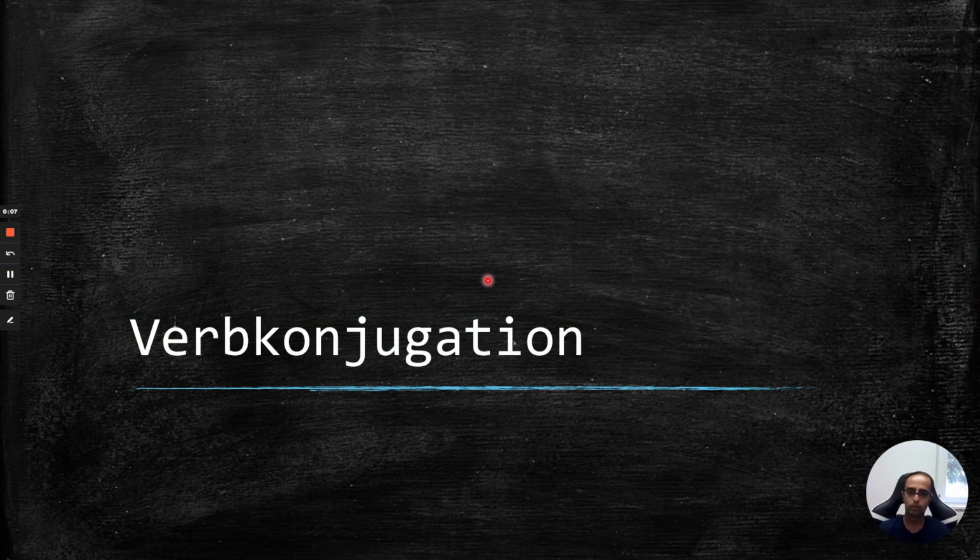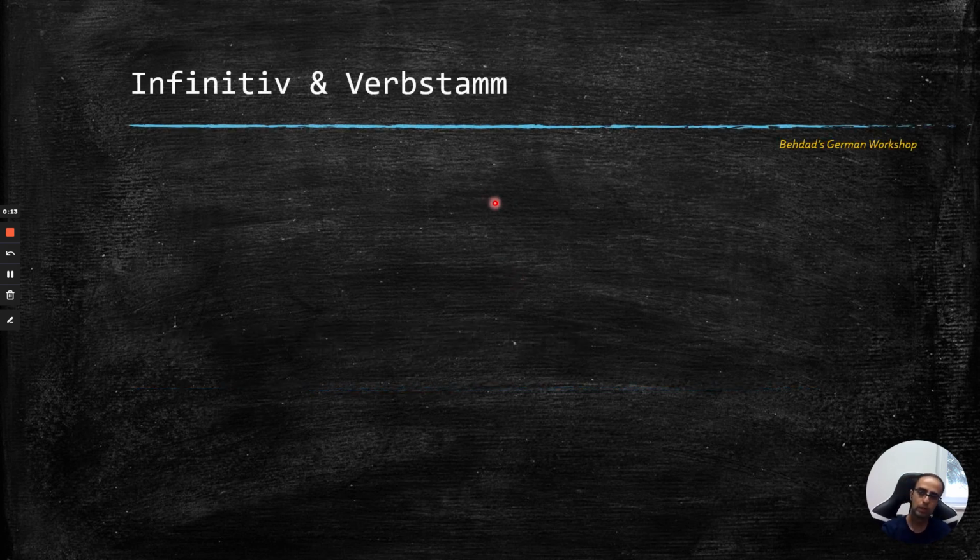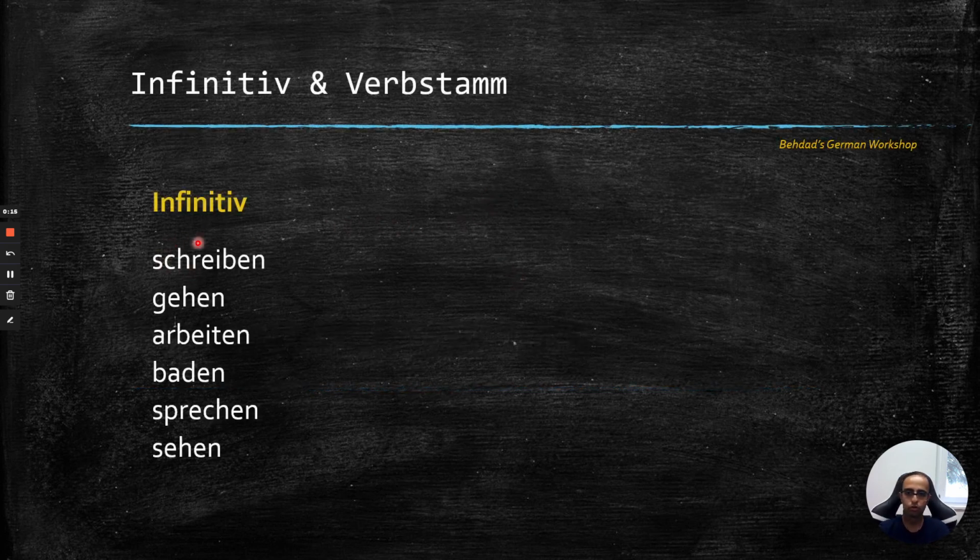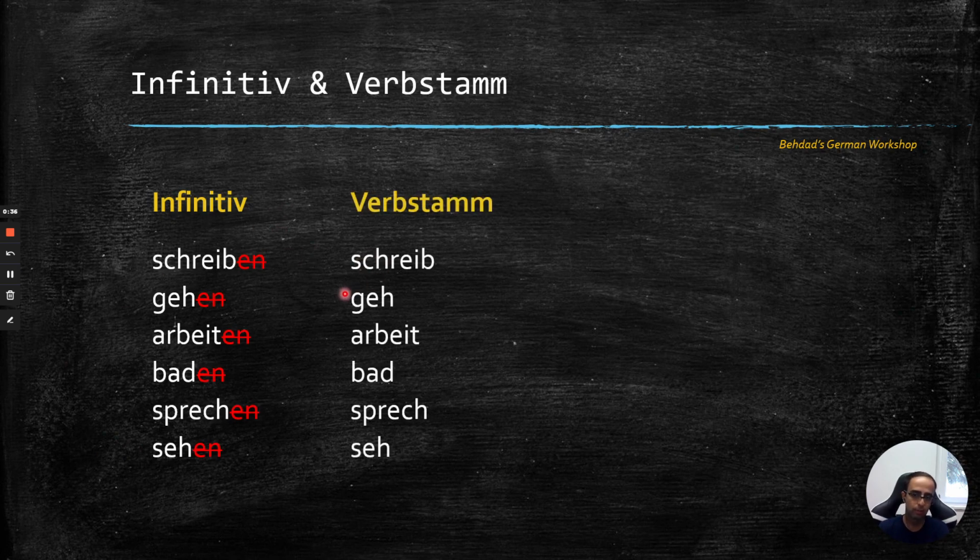To begin, I would like to tell you the difference between the infinitive form of the verb and the root. The infinitive, for example, can be schreiben, gehen, arbeiten, baden, sprechen, sehen: to write, to go, to work, to bathe, to speak, to see. To get to the root of the verb from the infinitive, we just need to remove the en from the end, and then we have schreib, geh, arbeit, bad, sprech, and seh. So that's the way we get to the root of the verb from the infinitive.